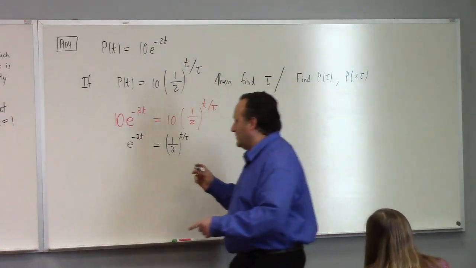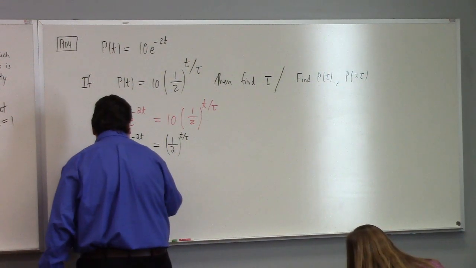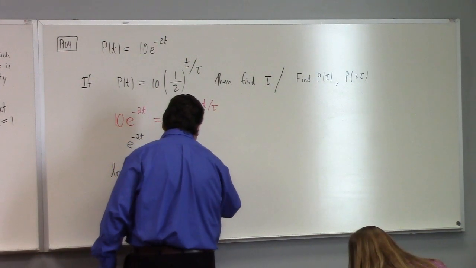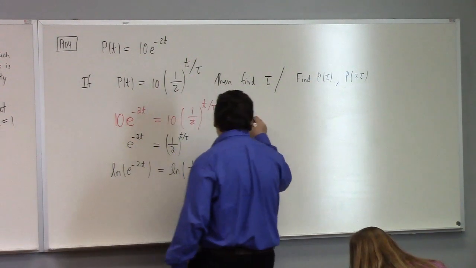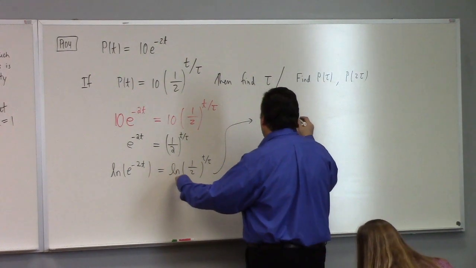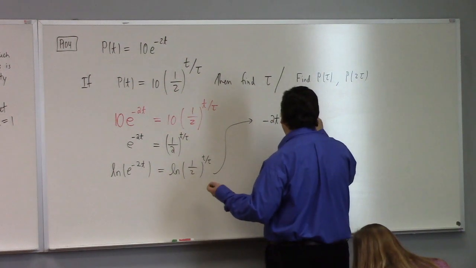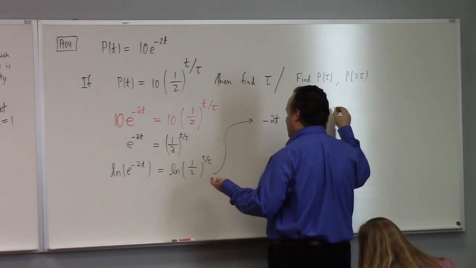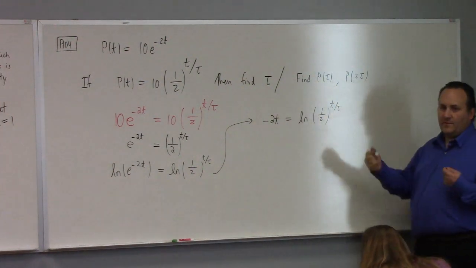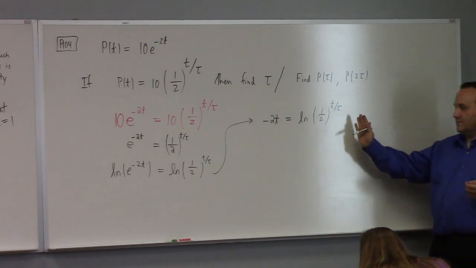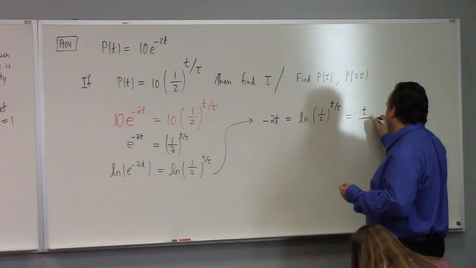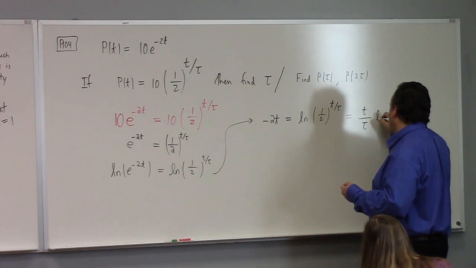Take the log of both sides. So if I take the natural log of e to the minus 2t, what do I get? Natural log of 1/2 to the t over tau. On the left-hand side, I've got minus 2t. On the right-hand side, I've got the natural log of 1/2 raised to the power t over tau. Now what can I do here? Well, I can use the power property of the log again. I can pull t over tau out, so I've got t over tau times the natural log of 1/2.